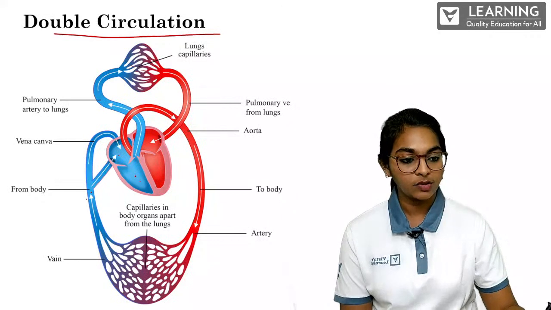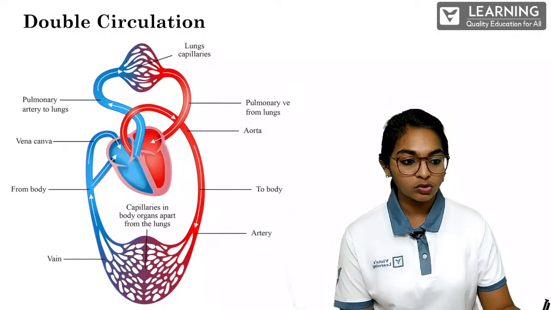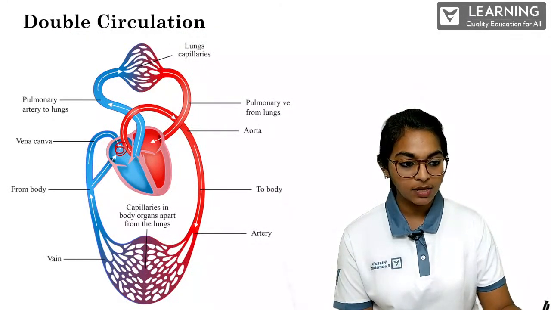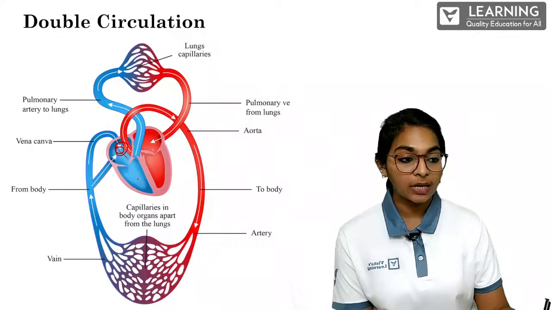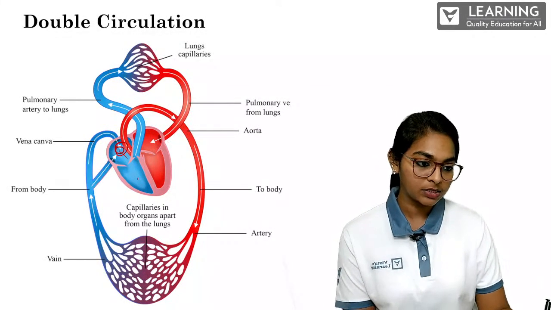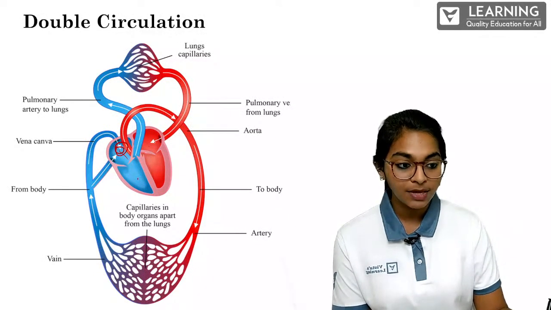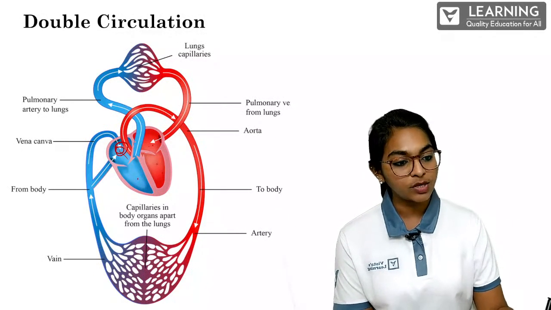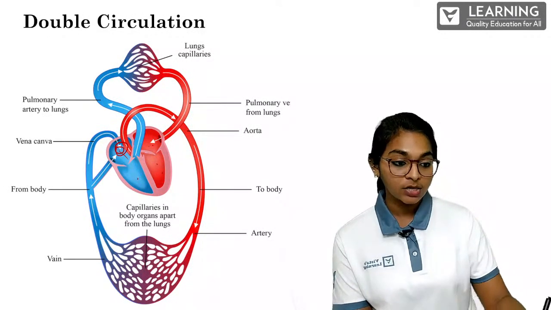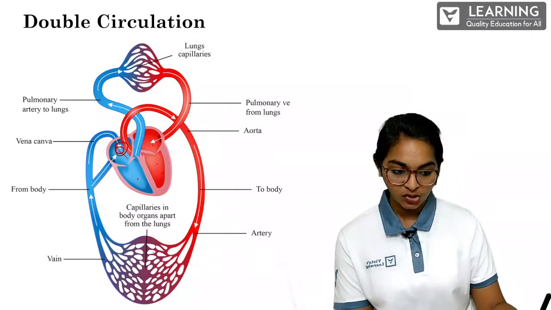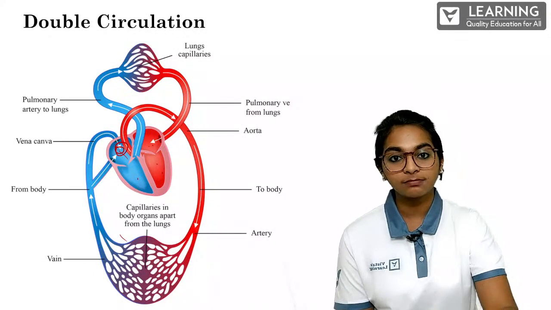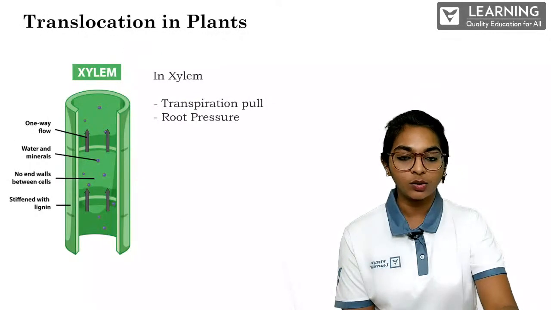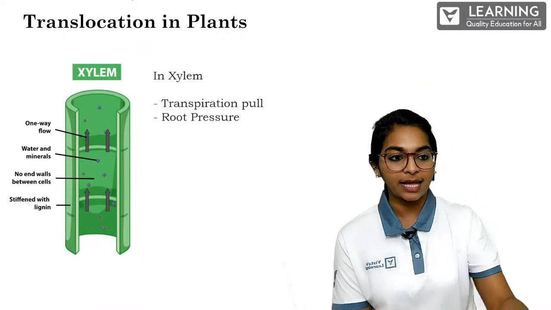I'll tell you again. From the body cell, blood flows to the right atrium. From the right atrium, to the right ventricle, to the lung capillaries. From the lung capillaries, it moves to the pulmonary vein. The pulmonary vein brings the blood to the left atrium, then to the left ventricle, to the aorta, and to all the parts of the body. Here again, it gets used up. All the body cells use it up, and the deoxygenated blood travels the cycle again. Clear? Double circulation. Good. Translocation in plants, next topic.